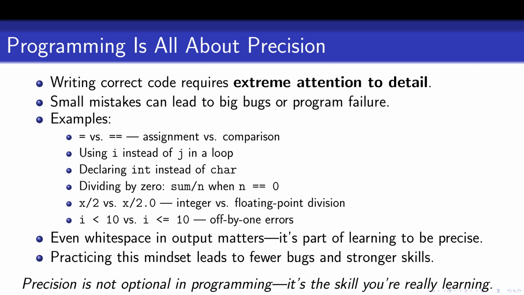That leads us into one of the core truths about programming. It's all about precision. Computers don't assume anything. They do exactly what you tell them to do. So if you use = when you meant ==, or accidentally use i instead of j, the computer won't guess your intent. Even subtle issues, like using divided by 2 instead of divided by 2.0, or counting from 0 to 9 instead of 0 to 10, can change your program's behavior completely.